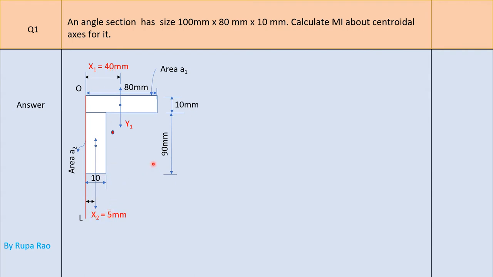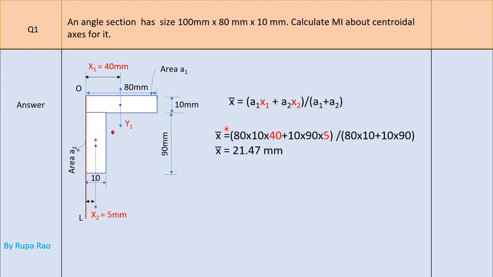Now we will calculate the X bar. The formula which we use to calculate the X bar is bracket open A1 X1 plus A2 X2 bracket close divided by A1 plus A2. Now let us substitute the values. X bar is equal to, A1 is 80 into 10, into X1 which is 40, plus A2 which is 10 into 90, into X2 which is 5 mm, bracket close, divided by A1, bracket open 80 into 10 plus A2, 10 into 90, bracket close.